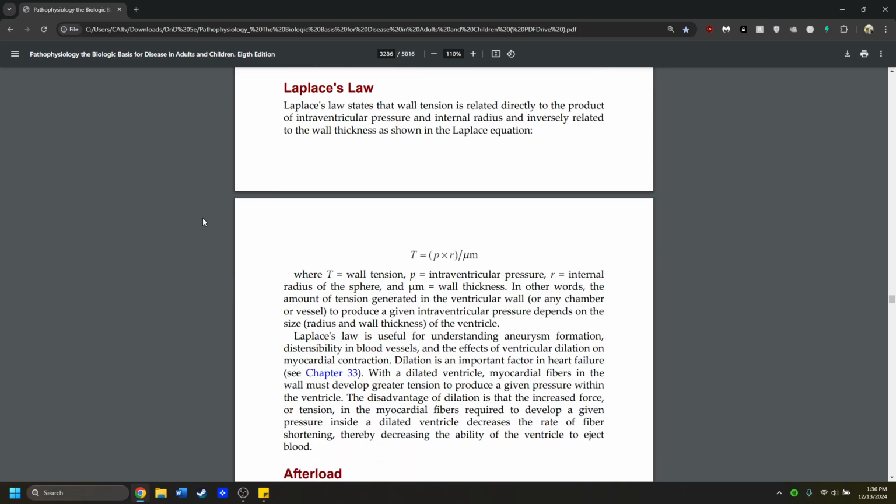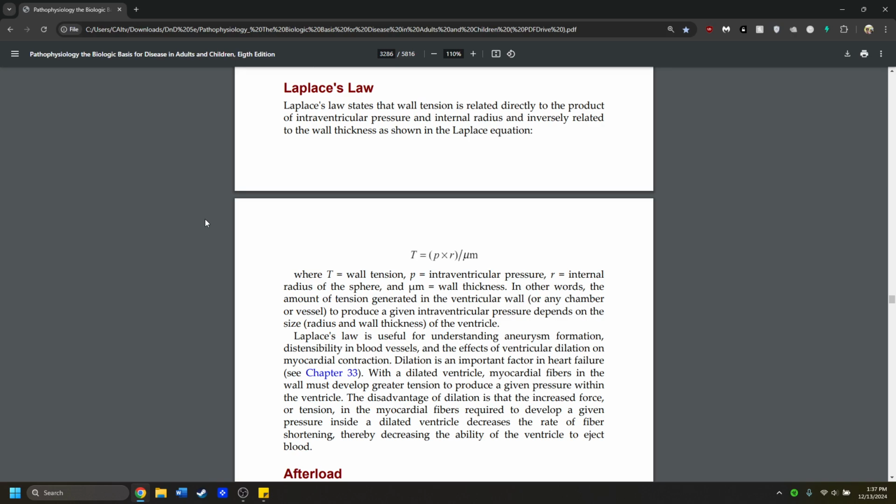Then the Laplace law. Laplace's law states that wall tension is related directly to the product of intraventricular pressure and internal radius, and inversely related to the wall thickness, as shown in the Laplace's equation. So T equals the wall tension, P the intraventricular pressure, R the internal radius of the sphere, and the last symbol equals the wall thickness.